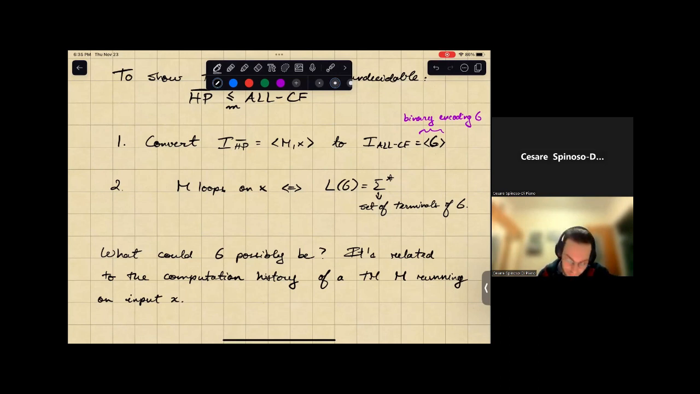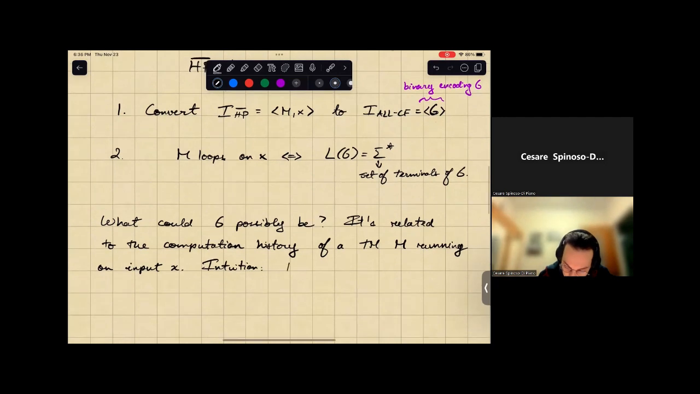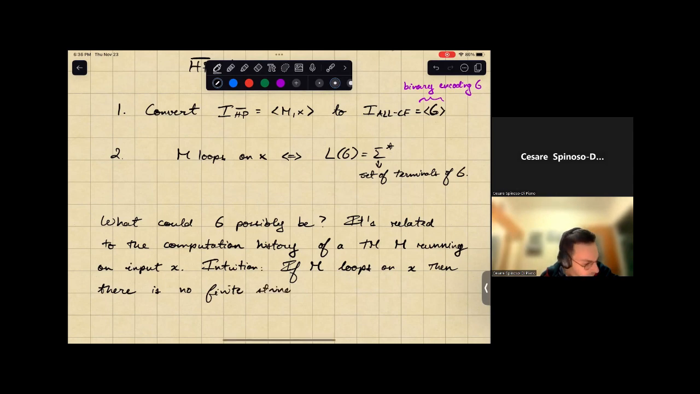And so the intuition here that we're going to use again in a second is that if M loops on X, then there is no finite string which can represent its computation. Represent its computation history, I might add.